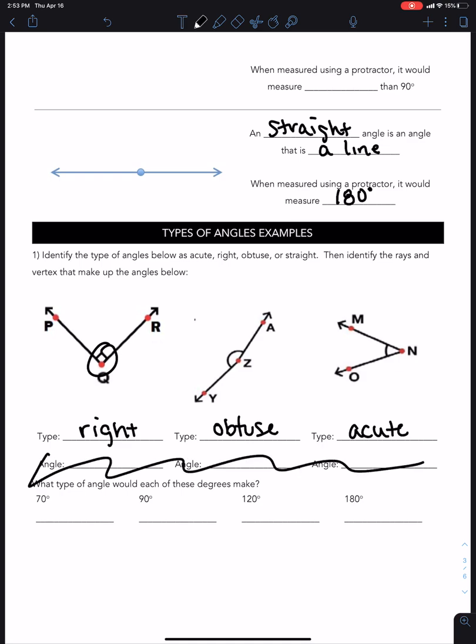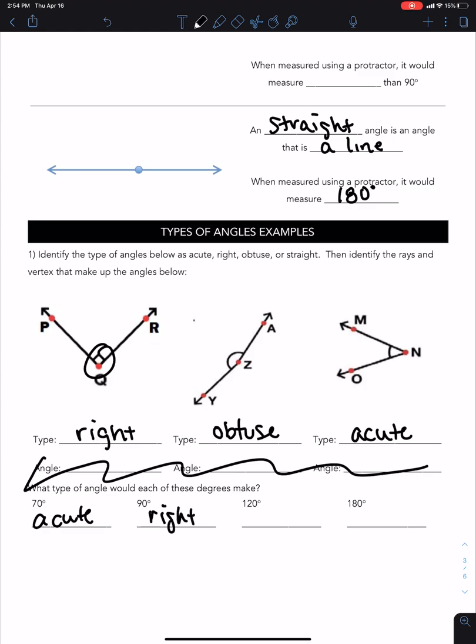So looking here, we have for each measurement listed what type of angle would be created. If I have a 70-degree angle, I should know that if it's smaller than 90 degrees, it's going to be acute. On your classwork, you're just going to choose acute for 70 degrees. If it's 90 degrees, we know that it is a right angle. If it's 120, it's obtuse because it's bigger than 90 degrees. A 180-degree angle is going to be a straight angle. It's going to make a straight line.